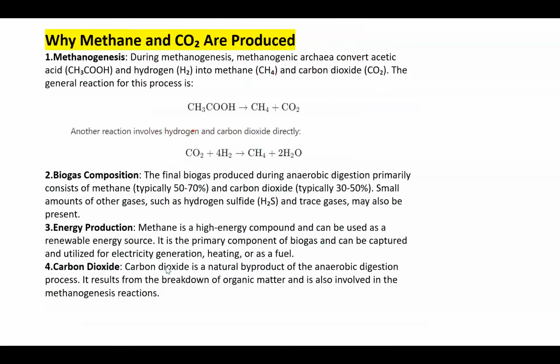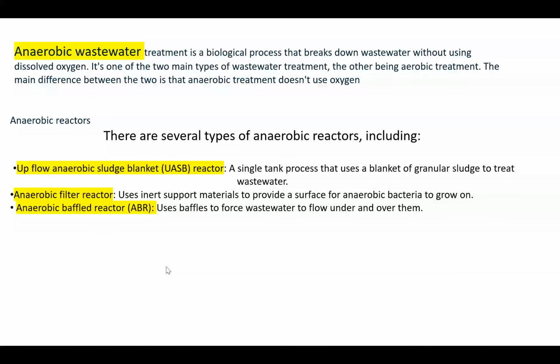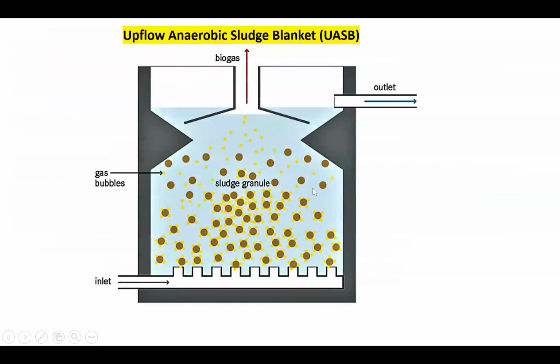Okay, now we have discussed three types of anaerobic reactors: the upflow anaerobic filter reactor and the anaerobic baffled reactor. So now we are starting with the upflow anaerobic sludge blanket reactor. Here you see the wastewater is there. Here it is from downward to upward that the whole system works. So I will explain it to you.